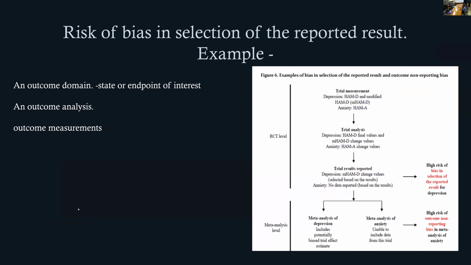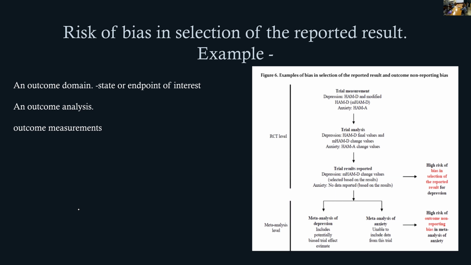Now, last is risk of bias in selection of the reported result. This is different from missing data, which we have covered. This is selection of the reported result. One example for that: the three terminologies are outcome domain, outcome analysis, and outcome measurement. Outcome domain is the endpoint of interest, for example, severity of depression. Analysis would be the scoring, like Hamilton scoring for depression. Measurement would be the change in scoring.